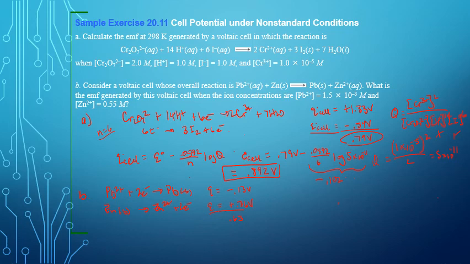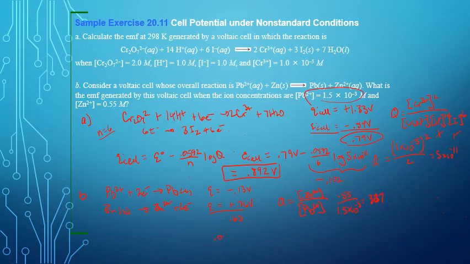They gave us the concentrations for the lead being 1.5 times 10 to the minus third, and the zinc as 0.55. You'll notice that the zinc ion is what's in the numerator, so I'd have the Zn2+ divided by the Pb2+ for the denominator. So 0.55 divided by 1.5 times 10 to the minus third gives me a Q value. Let's see what we have for that. We have 0.55 divided by 0.0015, and that gives us 367 for the value of Q.